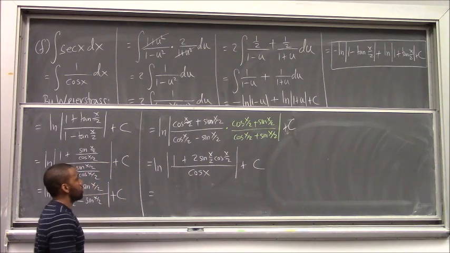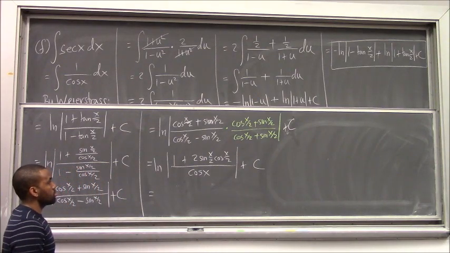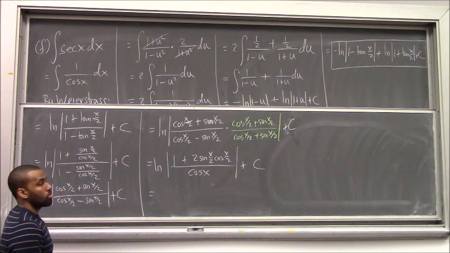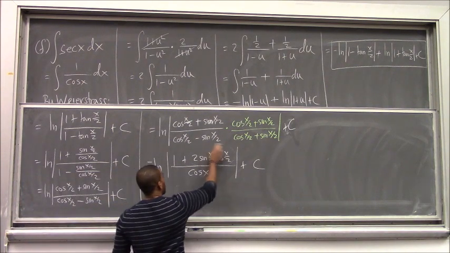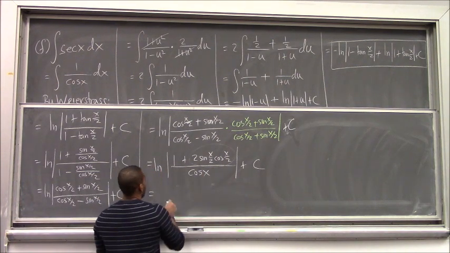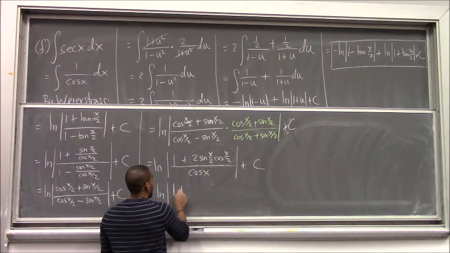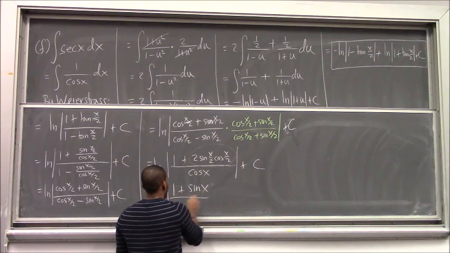Wait. Is the 1 over 2 then? Oh no. The angle doesn't matter in the identity, right? Okay, never mind. So it should be ln. And that's sine of x. That's actually sine of x. Cool.